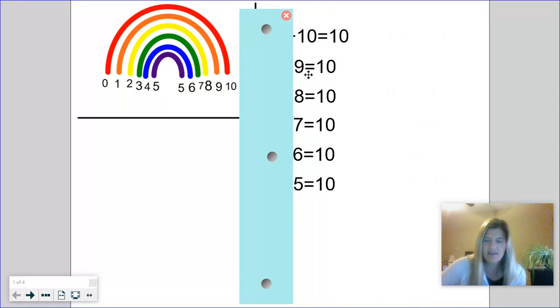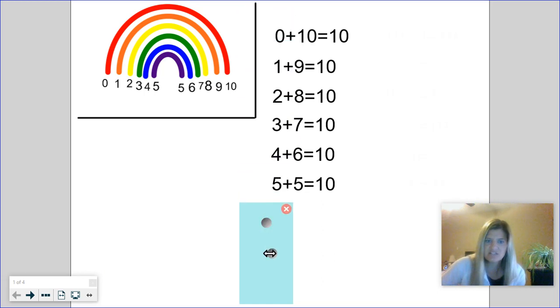10, 9, 8, 7, 6, 5. It's not counting up. It's counting down. That means we're subtracting 1. So 10 minus 1 is 9. 9 minus 1 is 8. 8 minus 1 is 7. 7 minus 1 is 6. And 6 minus 1 is 5. So boys and girls, you remember that pattern we noticed?